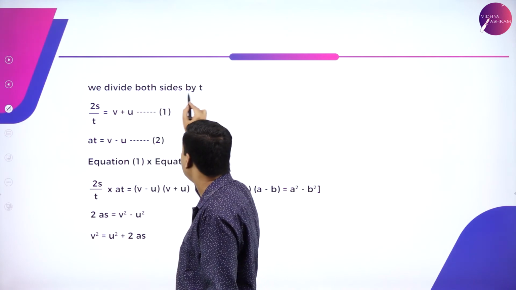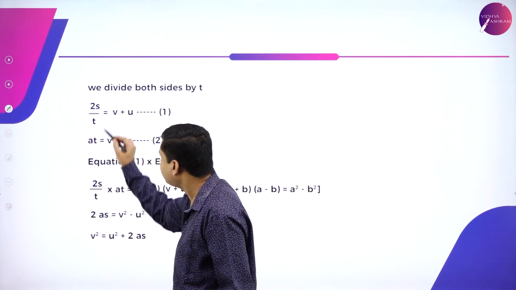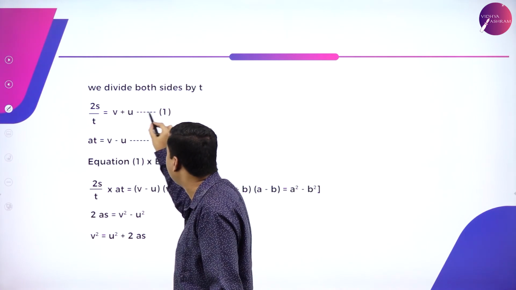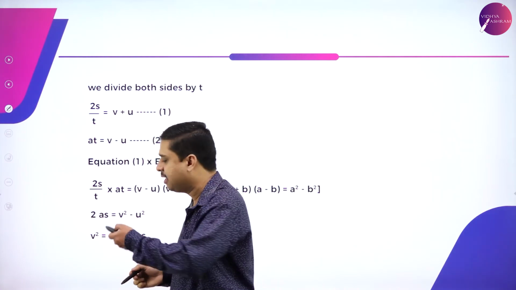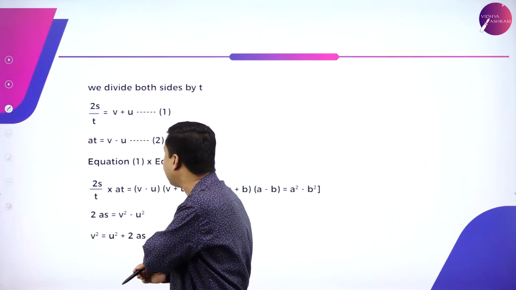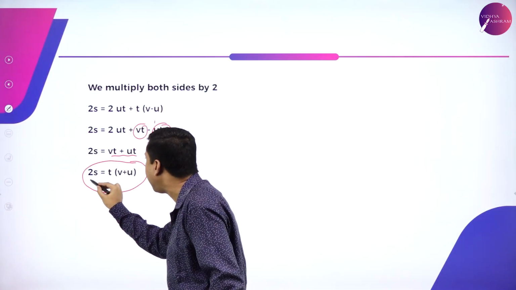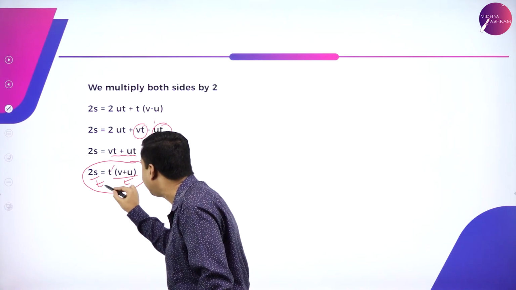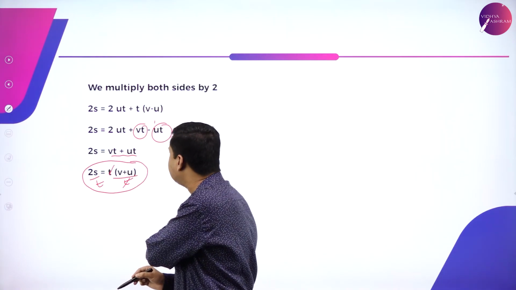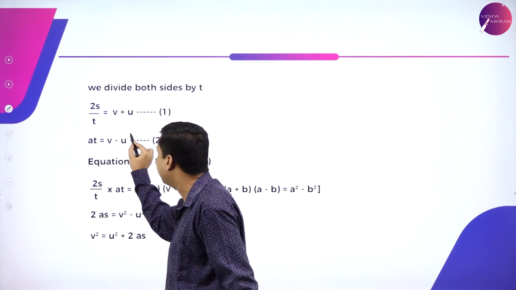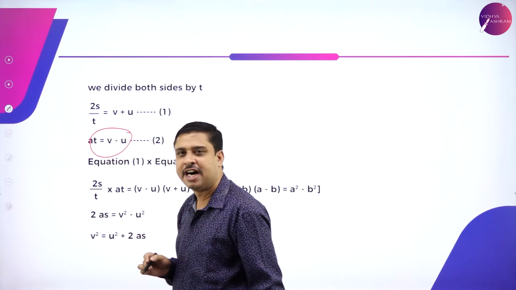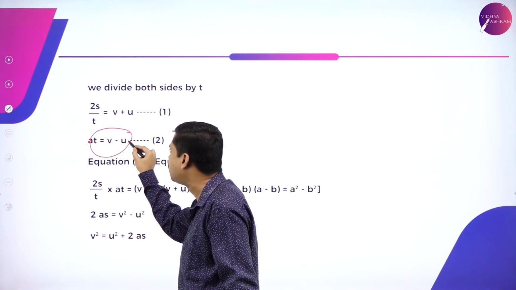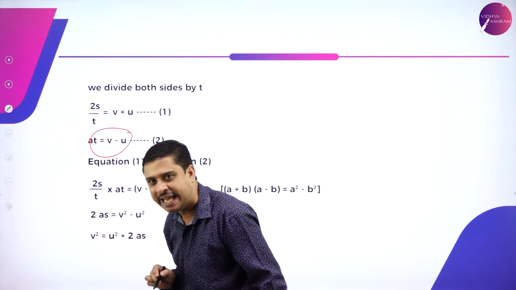Now we divide both sides by T. 2S by T is V plus U, equation 1. See what I have done? Both sides I have divided by T. So this is divided by T, this is divided by T. T and T get cancelled. And again, from my first equation of motion, V minus U equals AT.